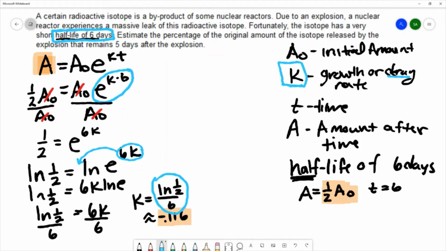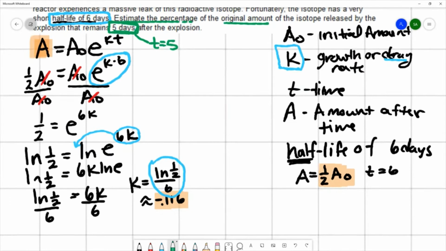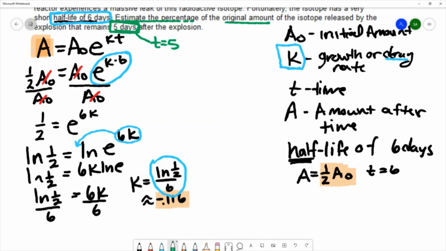So now we're going to take a look at the second part of the problem. It says estimate the percentage of the original amount of that isotope released by the explosion that remains 5 days after the explosion. So we're now given a time of 5 days, and we want to estimate the percentage of the original amount. Remember, we were never given the original amount. We want to find the percentage of the original amount that remains after 5 days.